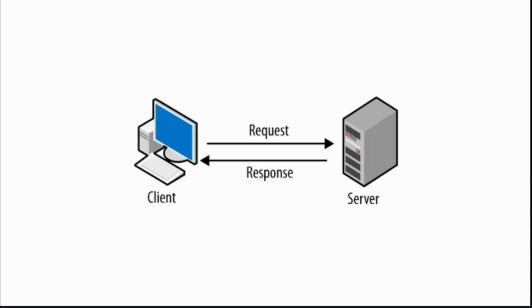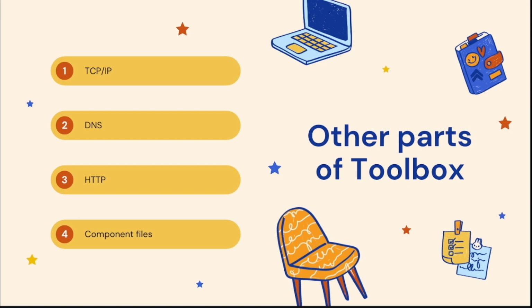In addition to the client and server, we also need to say hello to some things: TCP, DNS, HTTP, and component files. Transmission Control Protocol and Internet Protocol are communication protocols that define how data should travel across the internet. Whereas DNS, Domain Name System, is like an address book for websites. When you type a web address in your browser like google.com, the browser looks at the DNS to find the website's IP address before it can retrieve the website. The browser needs to find out which server the website lives on.